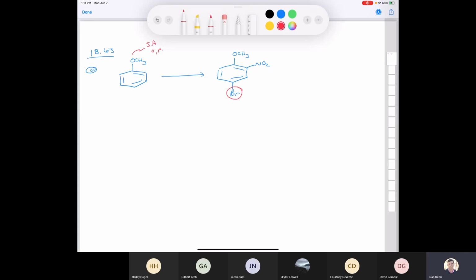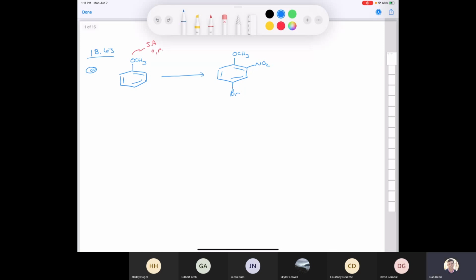remember that bromine is actually a weak deactivator. So in order to get the bromine in there, I think the best course of action here would be to use fuming sulfuric acid, right? To put a blocking group in, because then we're only going to have the ortho position available. Let me show you what I mean.